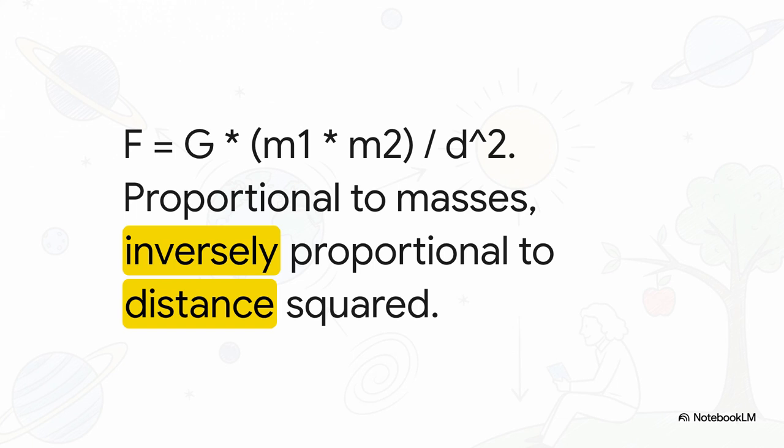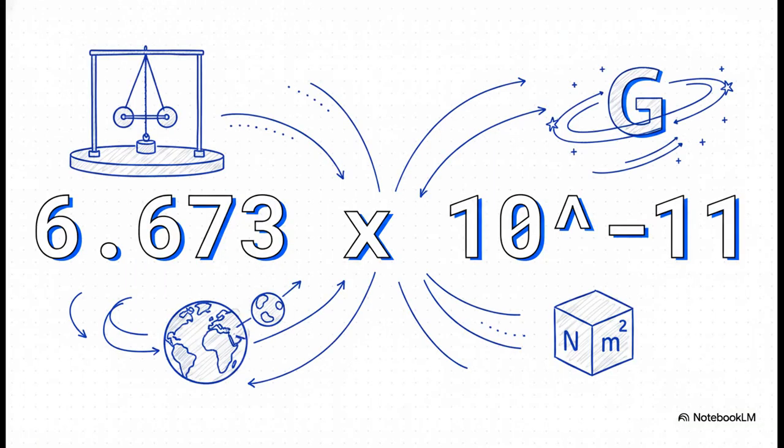Basically, the force gets stronger if the objects are heavier, which is the proportional to the product of their masses part, but it gets weaker the farther apart they are, which is the inversely proportional to the square of the distance part. Now, you might be wondering about that capital G in the equation. That is the universal gravitational constant. A brilliant scientist named Henry Cavendish actually measured this later on through experiments, and it is a tiny, tiny value. In standard SI units, it is 6.673 times 10 to the power of minus 11 Newton meters squared per kilogram squared.